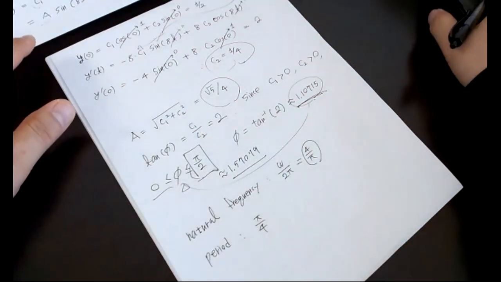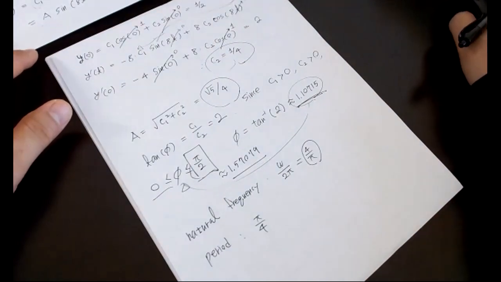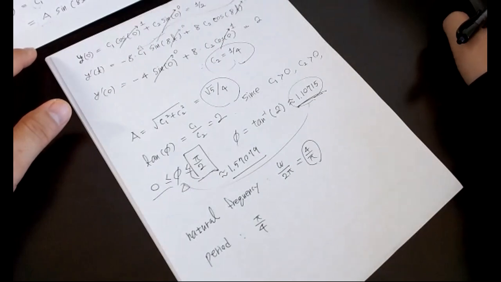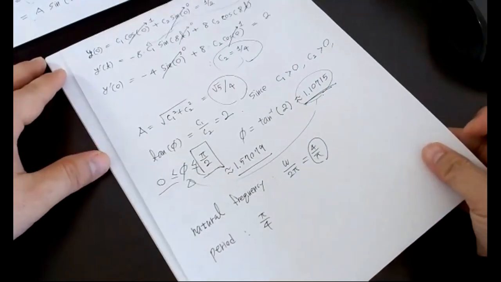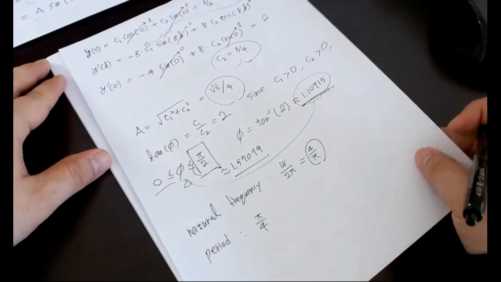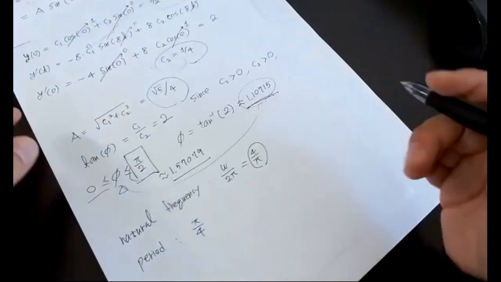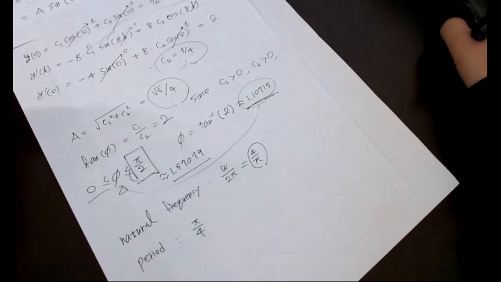Okay, let's see. Now, give me a second. And then, let's see. So now, give me a second. So now let's figure out, okay, we figured out all the numbers, but let's figure out the graph of the general solution. Okay.